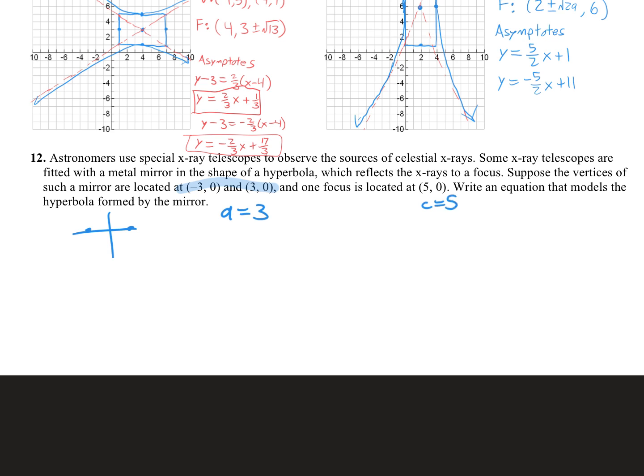All right, and I think that's all we need. So it's centered at 0, 0, because that's the midpoint of the two vertices. We know it's horizontal, so it's x squared minus y squared.